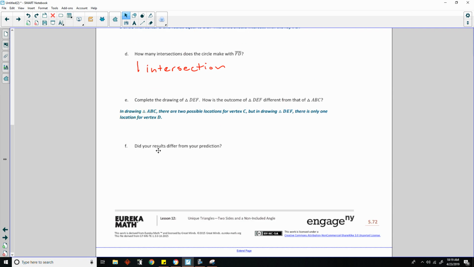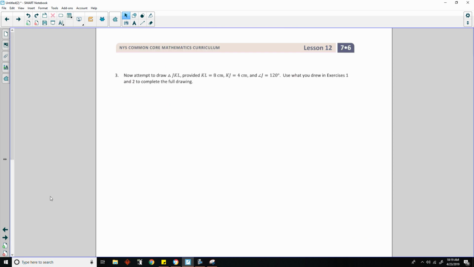And part F said, did your results differ from your prediction? That I can't answer for you. They're your results, not mine. Okay, number 3, it says, now attempt to draw triangle JKL provided KL is 8 centimeters, KJ is 4 centimeters, and angle J is 120 degrees. So use what you drew in exercise 1 and 2 to complete the full drawing.